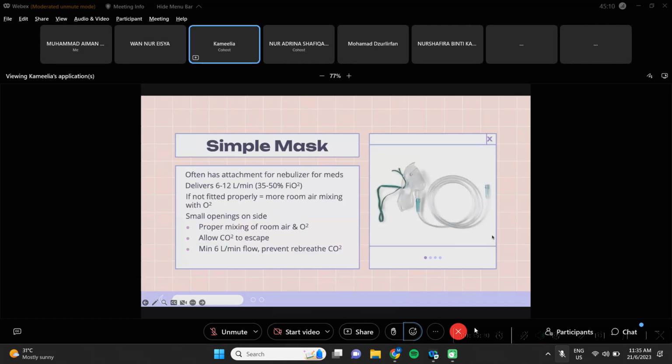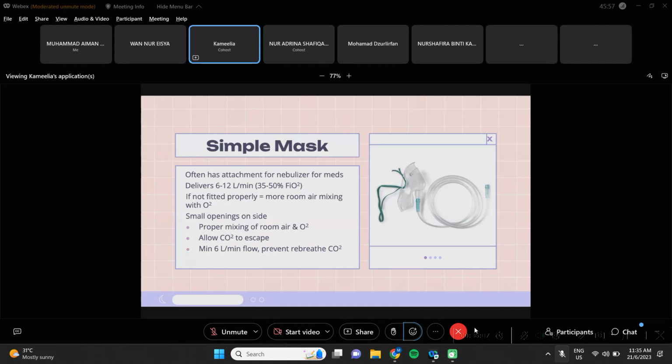The next non-invasive low-flow device is simple mask. This mask has a plastic mask that's going to cover the patient's nose and mouth, without a reservoir bag. And basically, it's just simple tubing. There is an elastic strap that goes around the patient's head, as well as a flexible metal piece on the nose that ensures proper fitting. This device is capable of delivering 6 to 12 liters per minute of flow, and it equates to 35 to 50% of FiO2. Although, if the mask is not fit properly, then we are going to have more room air mixing in and diluting the oxygen that's currently being delivered.